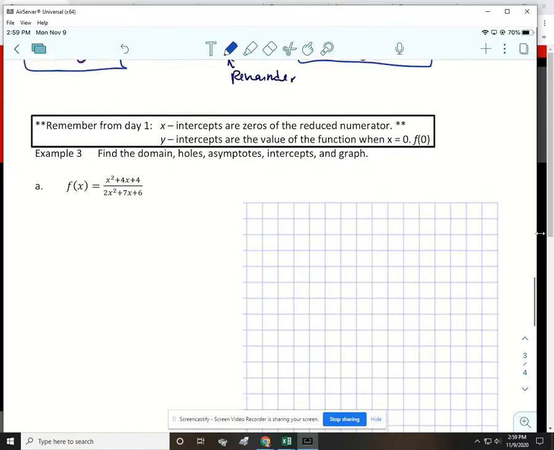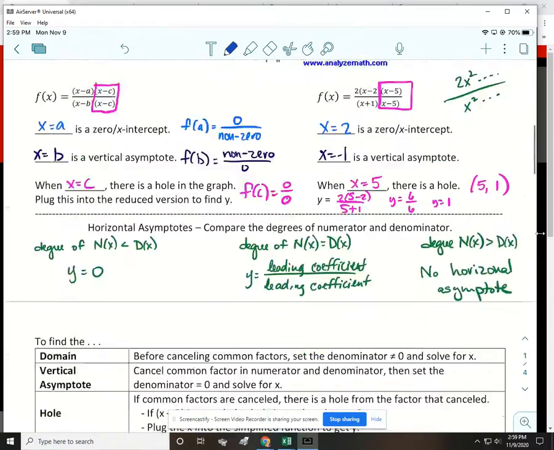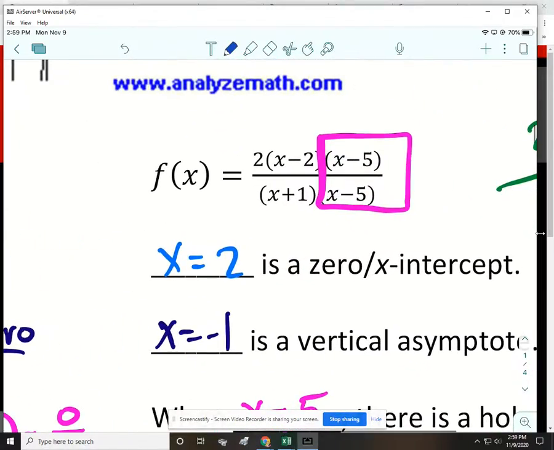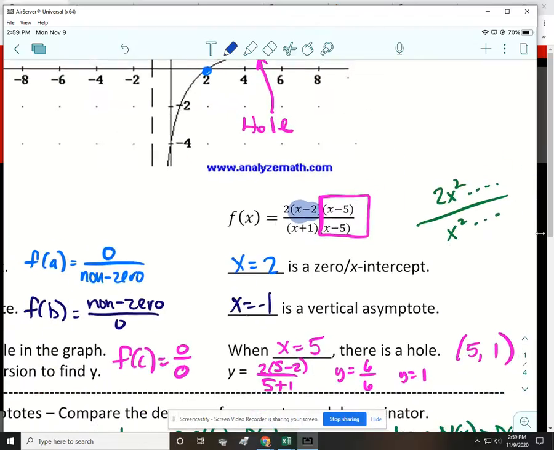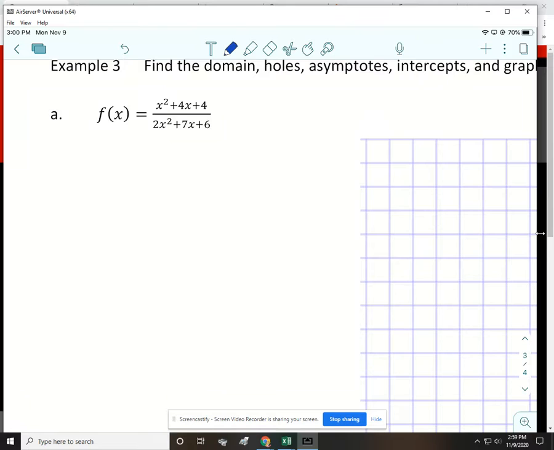So on this assignment, we're going to find the domain, holes, asymptotes, intercepts, and do the graph. So like every single thing there could possibly be. Just a reminder from day 1, the x-intercepts are the zeros of the reduced numerator. So remember when we did this problem, this factor here that was in the numerator outside of the box gave us our x-intercept. That's what we're going to do for that today. All right, your first step is still to factor.